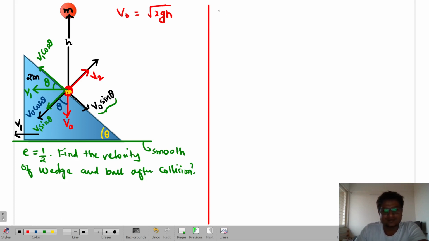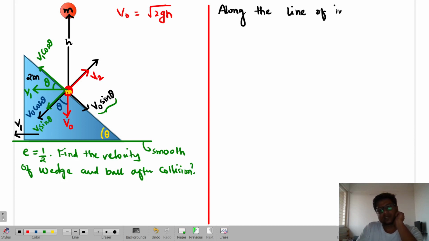I will just apply along, but actually see, the external force is present in the vertical direction, and along the line of impact only we can apply the law of conservation of momentum, isn't it? So let's do along the line of impact.